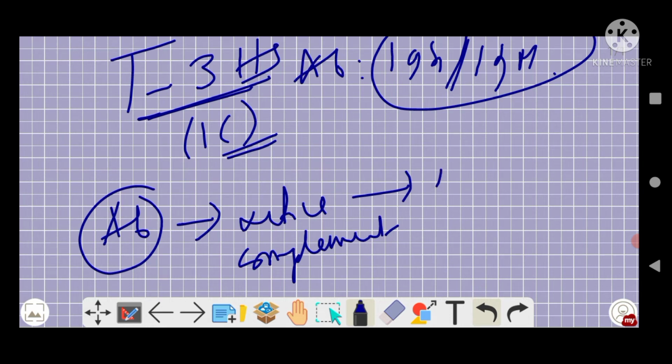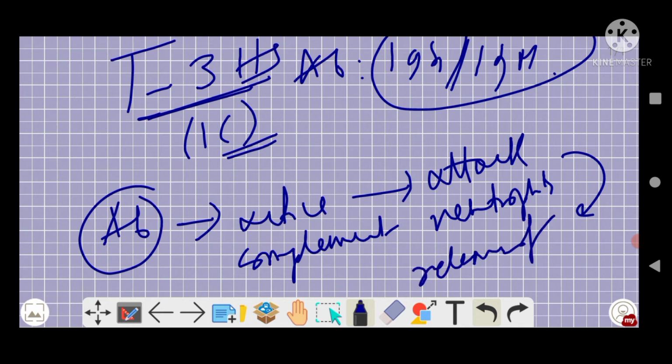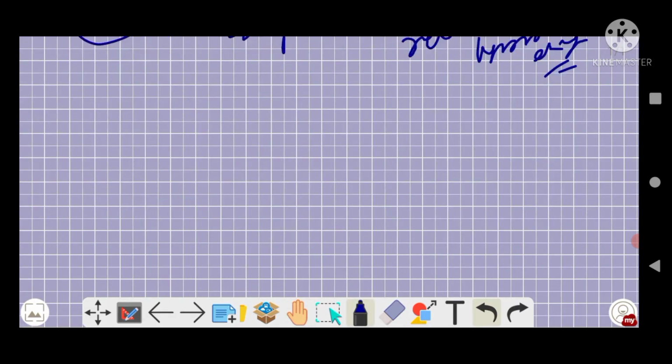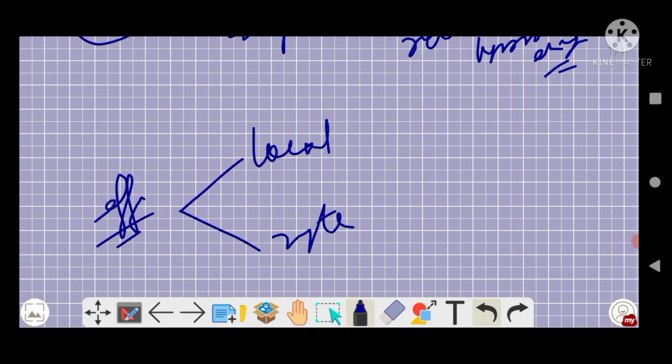Now they will attack your neutrophils and will release lysosomal enzymes. So that is how it is immune complex mediated. Now the effects, again, can be local or systemic, and we will see the examples. Local we say as Arthus reaction.